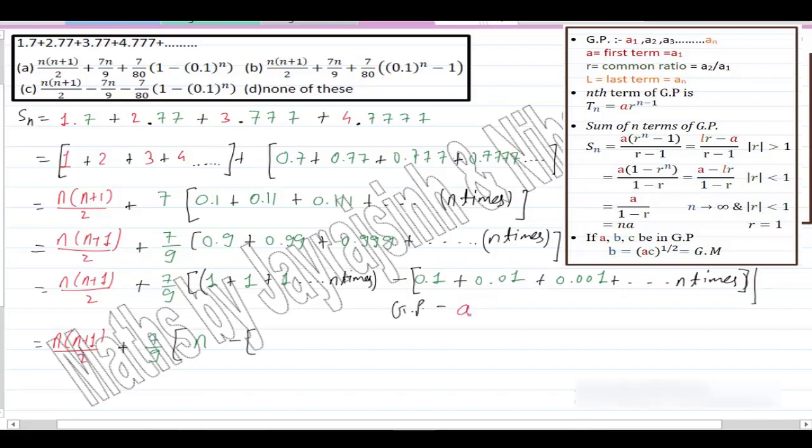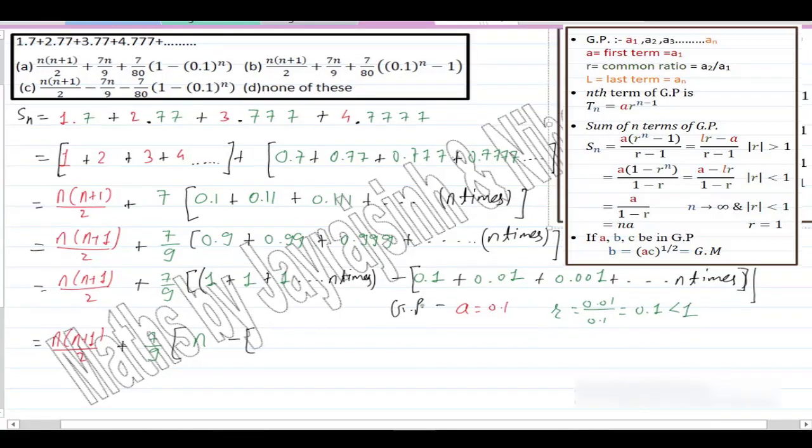with A equal to 0.1 and R, which is the common ratio, 0.01 upon 0.1, which will give us 0.1, which is less than 1. So actually we will need the formula list of Gn, and here it is. Our mod R is less than 1, so we are going to use the formula of Sn, which is A times 1 minus R raised to n upon 1 minus R. So let's use it over here. A, which is 0.1, 1 minus R, which is 0.1, whole raised to n upon 1 minus R, which is 0.1 again, right?